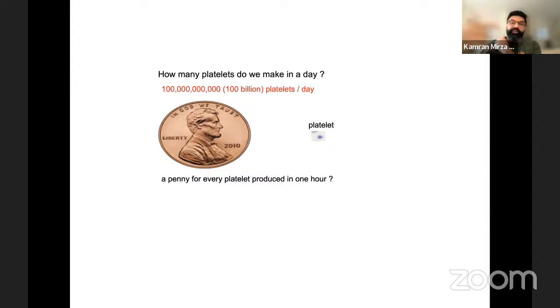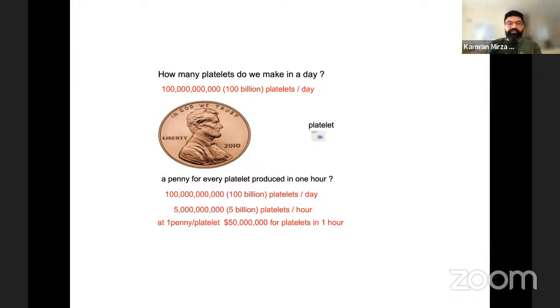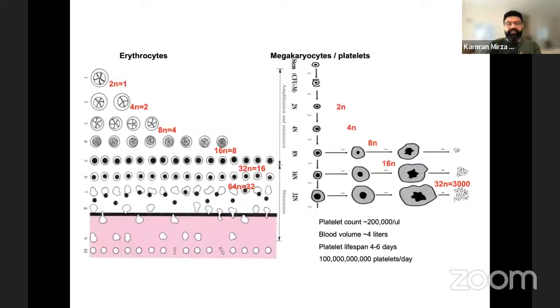So all of us right now, as we're sitting, our bone marrows are making platelets and they're coming into the blood, right? And so that means 100 billion platelets a day is like 5 billion platelets an hour. And at 1 penny per platelet, that's like 50 million. So that's kind of crazy. Think about it in money form.